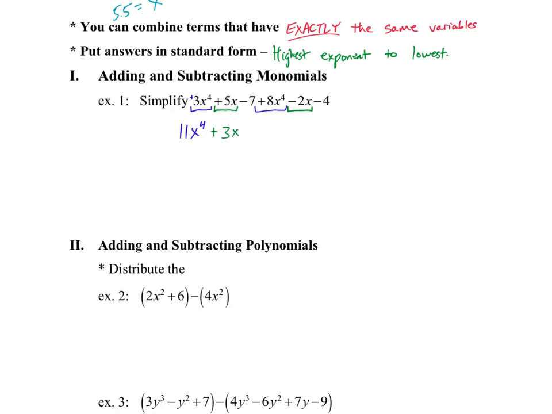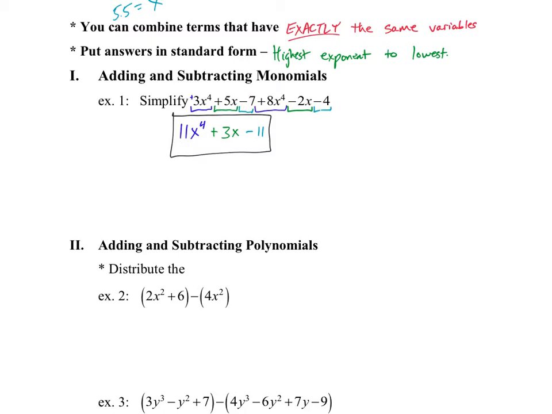And then last but not least, I have a minus 7, or a negative 7 you could look at it, and a negative 4. So that's going to take me more negative and gets me down to minus 11. So final answer would be this, and it is in standard form because I have my x to the 4th first, then an x to the 1st, and then just a constant, a number without a variable in it. And that's really kind of adding, subtracting monomials. Monomials are going to be these single part things. So that's a monomial, that's a monomial, that's a monomial. So you can just do them like so.